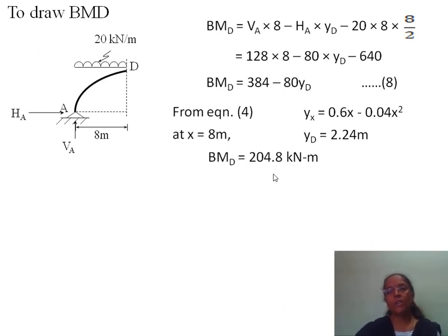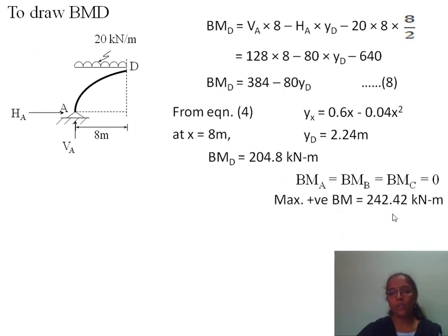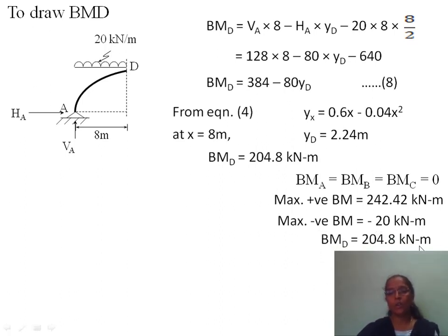So now we can draw the bending moment diagram. We have obtained the bending moment values at all the important points. To draw the bending moment diagram, we know that bending moment at ABC is 0. Maximum positive bending moment is 242.42, which is acting at a distance of 6.06 meter from end A, and maximum negative bending moment is minus 20 kilonewton meter, which is at a distance of 2.5 meter from end B, and bending moment at D is 204.8 kilonewton meter.